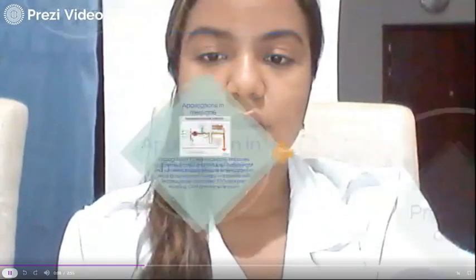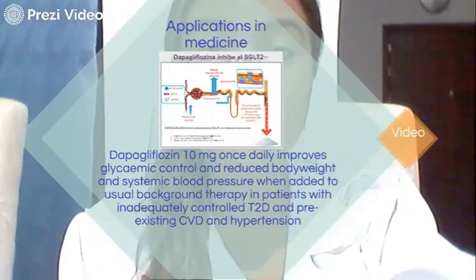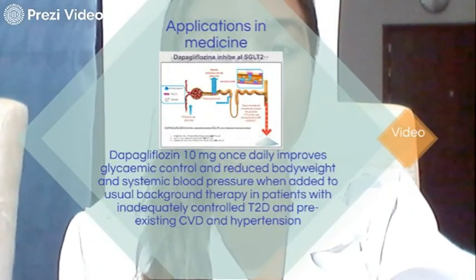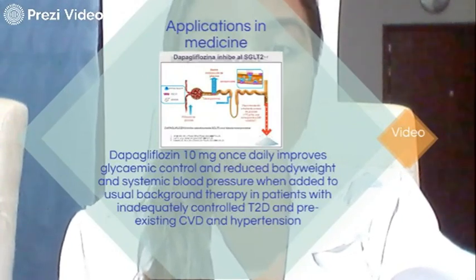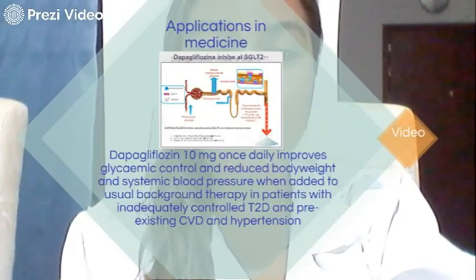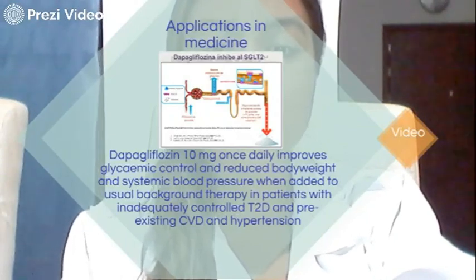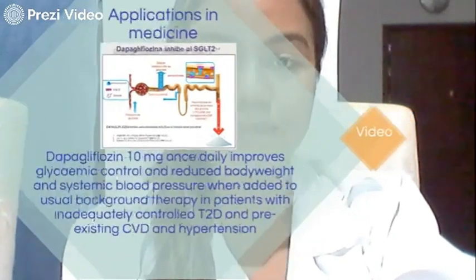Application in medicine. Dapagliflozin 10 mg daily improved glycemic control and reduced body weight and systolic blood pressure when added to usual background therapy in patients with inadequately controlled T2D and established CVD and hypertension.